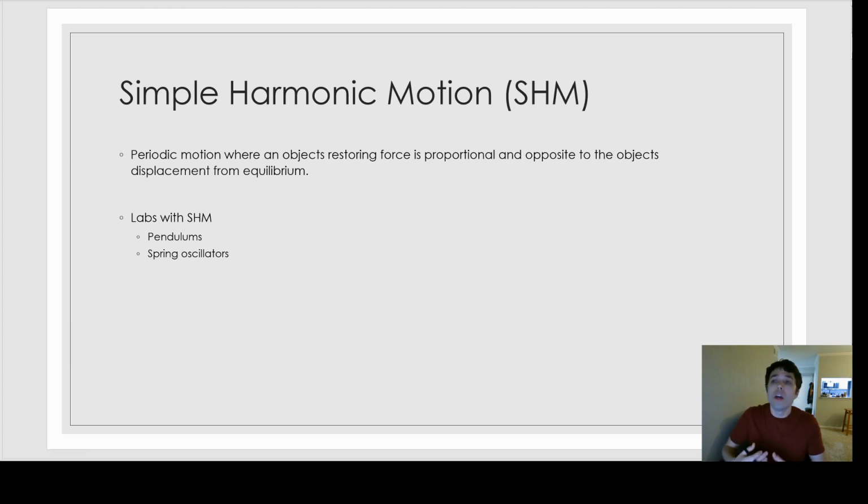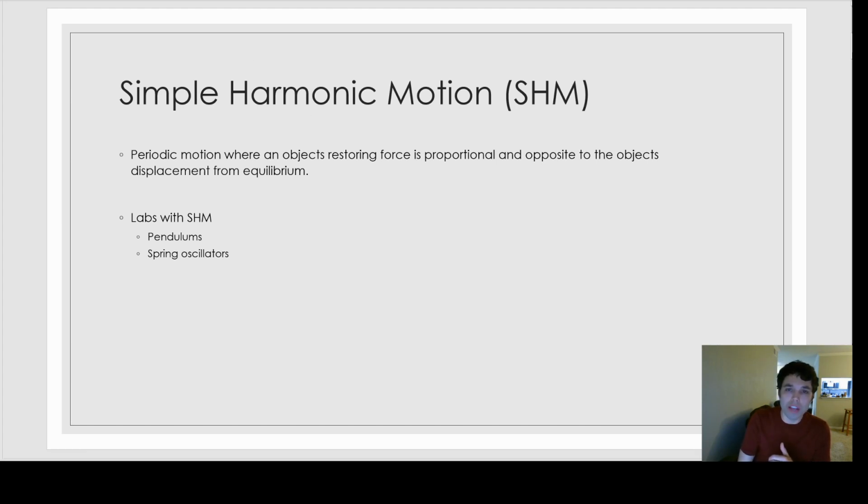So it's periodic. Another word you might hear is oscillator, which we'll see down here in a minute. Or you might say harmonic. All those terms mean the same thing: harmonic, periodic, or oscillation. It repeats. All right, so simple harmonic motion is periodic motion where an object's restoring force is proportional and opposite to the object's displacement from equilibrium. Kind of a mouthful. We'll dive more into that in a minute.